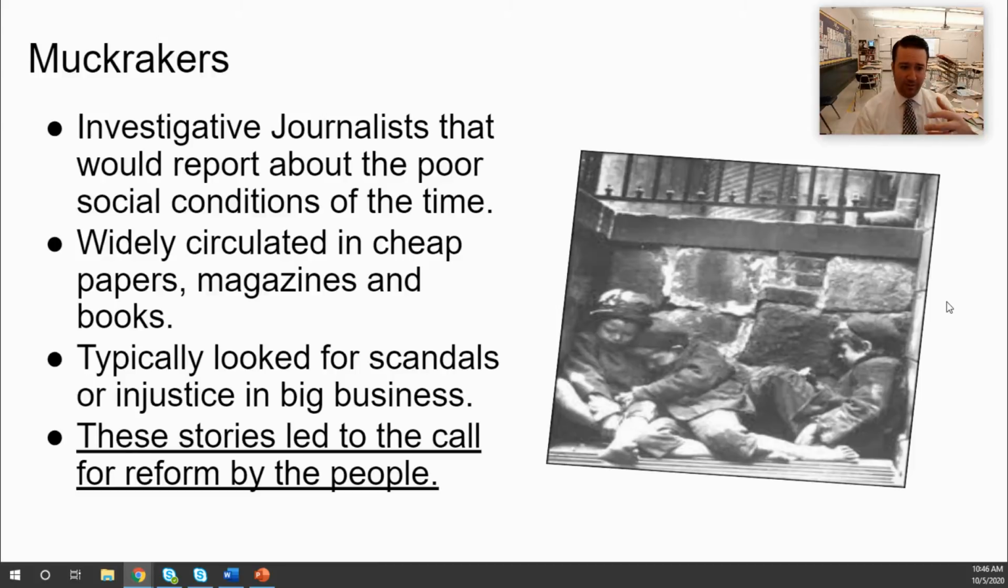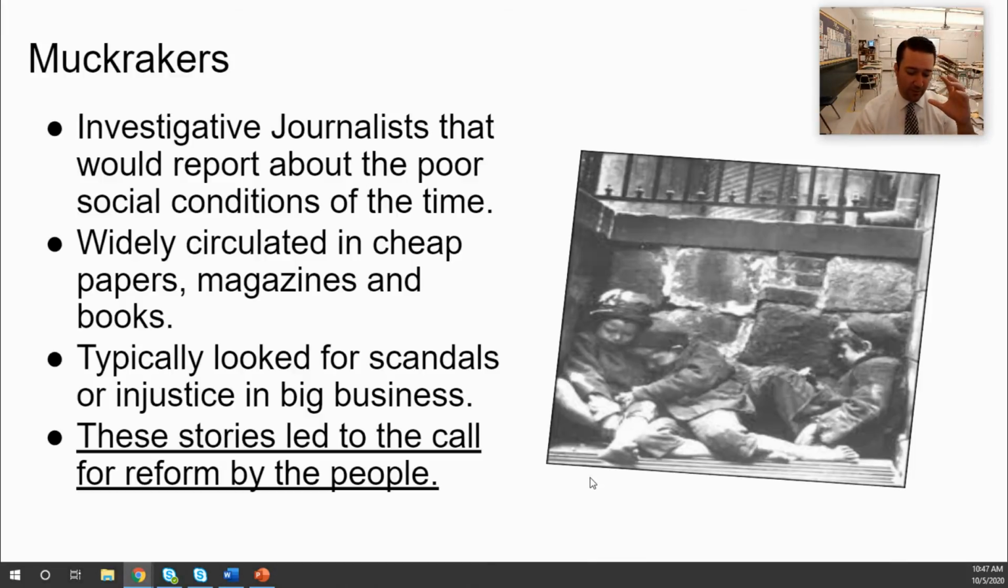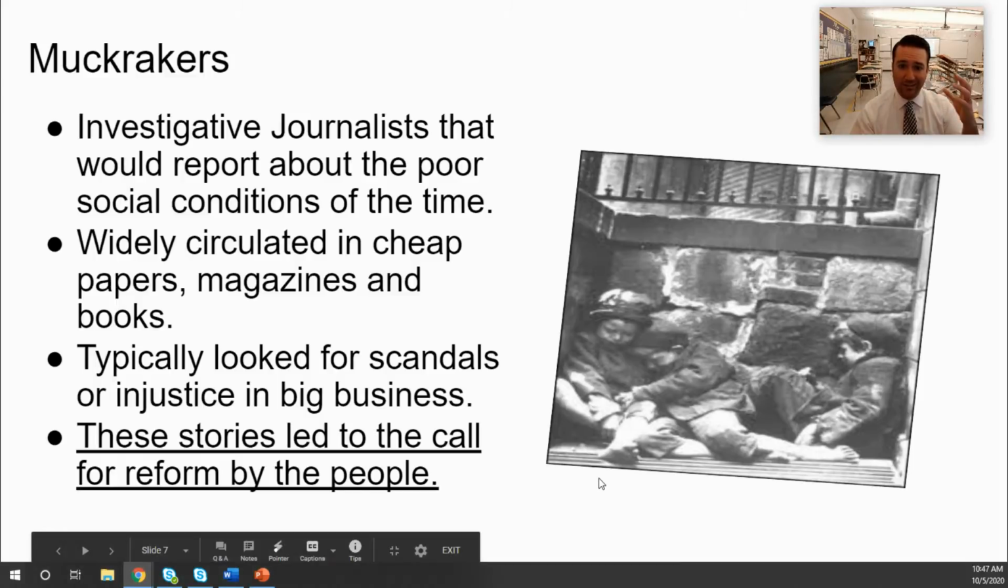So muckrakers is a metaphor, an allegory for what these investigative journalists do. They're bringing to light the ills of society so that they can improve society in general, get rid of those issues, and make the tank clean for all of society, so to say. The stories they are exposing lead to the call for reforms by the people. It will lead to the creation of new laws. It will lead to a government that becomes more regulatory. These are things that happen during the Progressive Era, and it starts with the muckrakers.